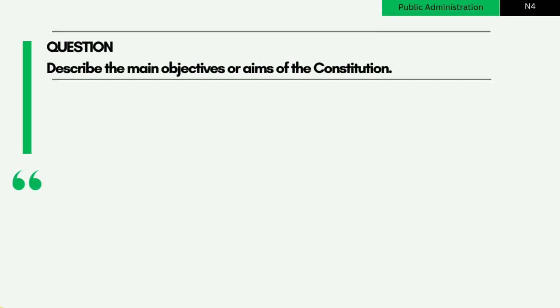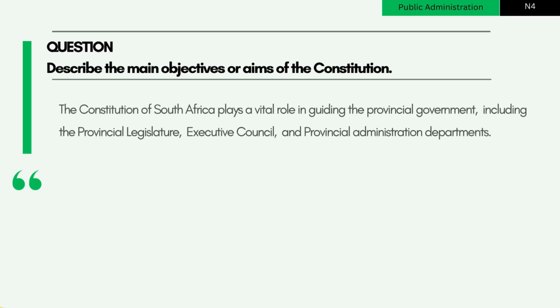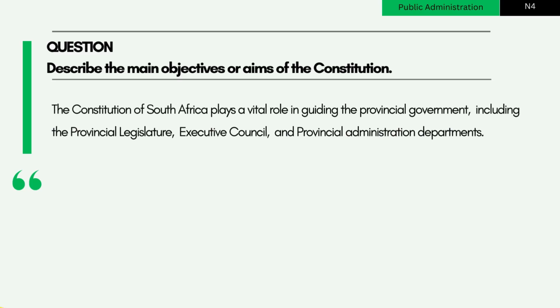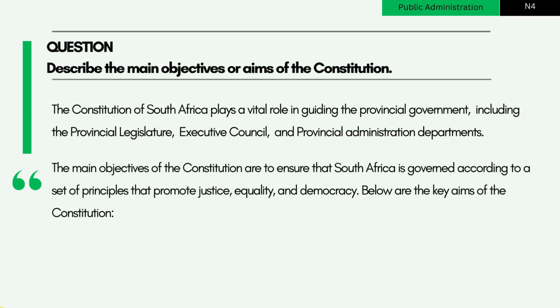Question. Describe the main objectives or aims of the Constitution. The Constitution of South Africa plays a vital role in guiding the provincial government, including the provincial legislature, executive council, and provincial administration departments. The main objectives of the Constitution are to ensure that South Africa is governed according to a set of principles that promote justice, equality, and democracy. Below are the key aims of the Constitution.